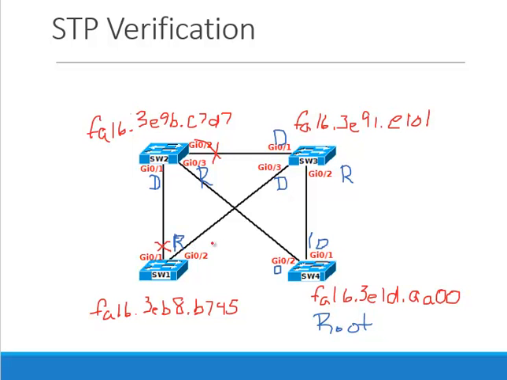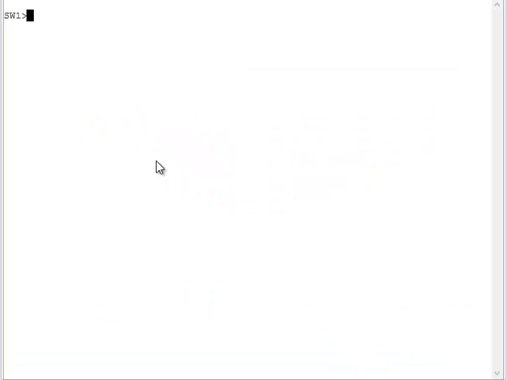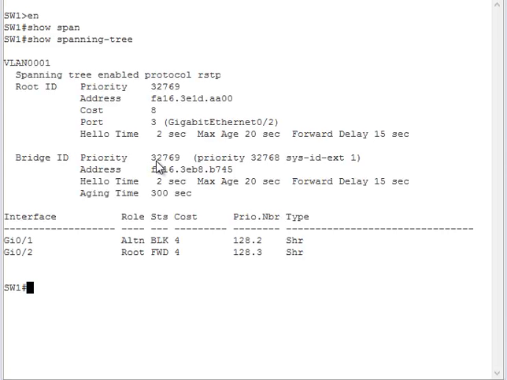Let's just go back and verify that that's what actually happened. Switch 1, we said 1 would be blocking and 2 would be root. 1 is blocking, and 2 is root and forwarding. You'll notice the alternate here, that will signify to us that we're using rapid spanning tree, and if we look, other than the fact that it says spanning tree enabled protocol RSTP, rapid spanning tree, you'll notice that when you go through your readings.